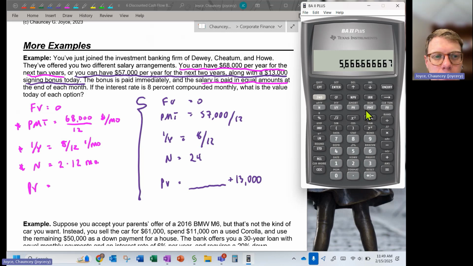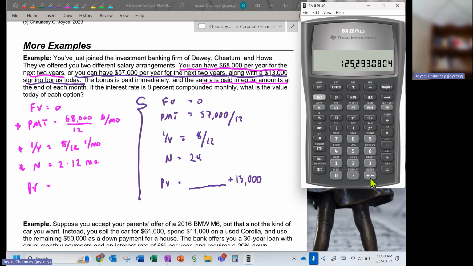That's your monthly payment, not too shabby. 8 over 12 is your I/Y. 2 times 12 is 24. Make sure you hit equals, because if you were to hit times right now, it would enter in as 12. So equals 24, enter periods, and then compute your present value.